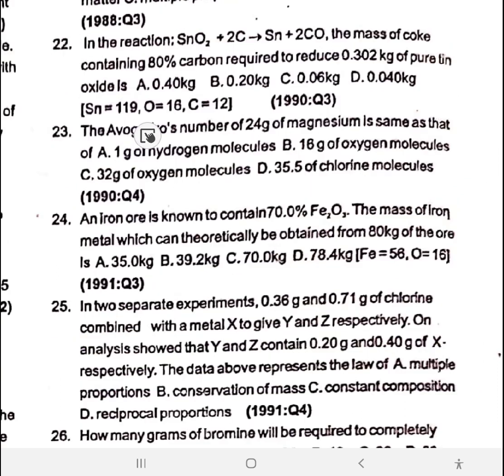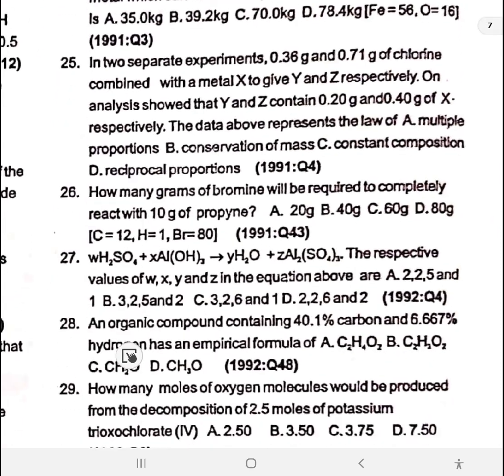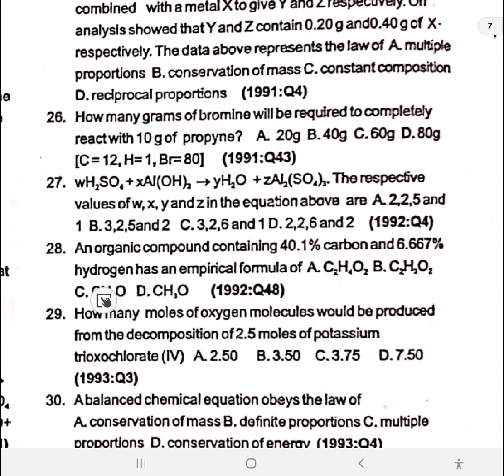21 has to do with calculation. 22 has to do with calculation. 23 has to do with a bit of calculation still. 24, same thing. 25, in two separate experiments, 0.3625, still has to do with a bit of calculation. 26, calculation. We're stopping at 30, and the next video will continue.